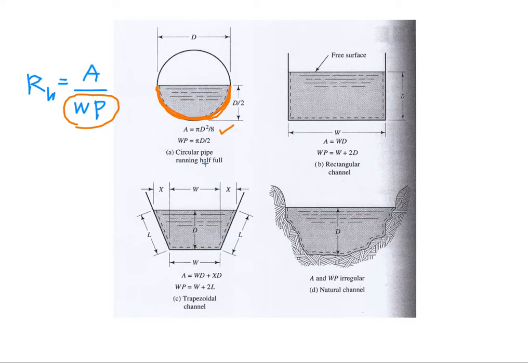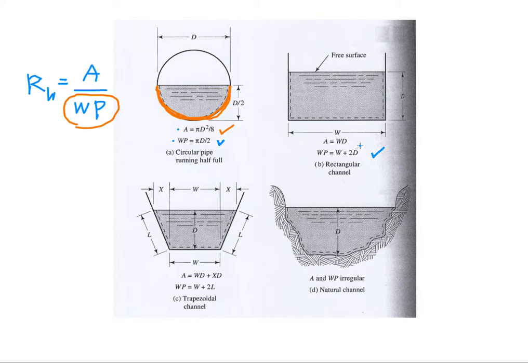So if you have this one, you have pi d square over 8 as the flow cross-sectional area, and the wetted perimeter will become pi d over 2. Okay, this is for the circular shape. And then I hope you could understand this one.